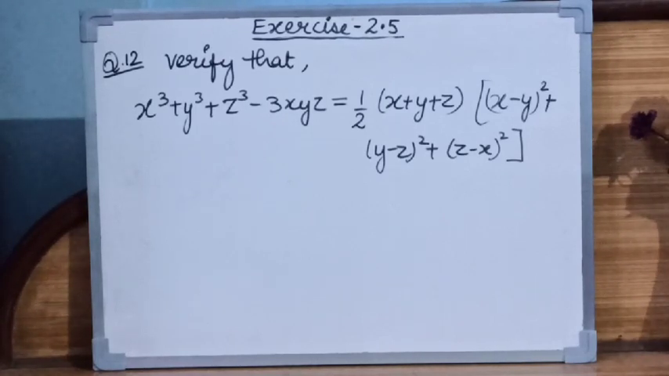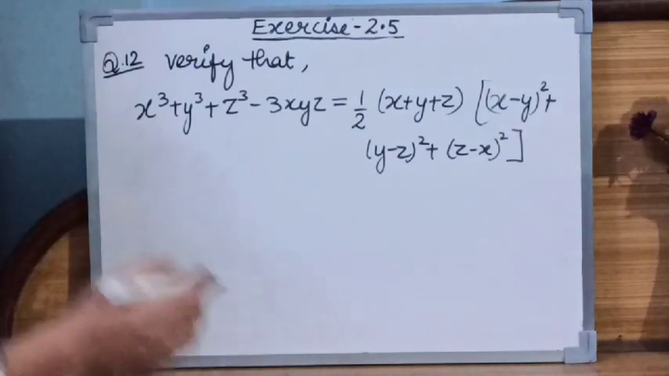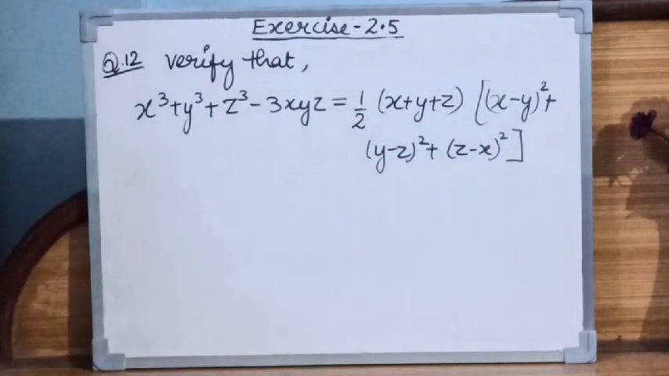Verify that x cube plus y cube plus z cube minus 3xyz is equal to half x plus y plus z in one bracket and then x minus y whole square plus y minus z whole square plus z minus x whole square. So students, as you can see over here that it is a question of verify type. So in this question again we have to prove our left hand side equivalent to the right hand side. So we are going to solve over here our right hand side part, because as you can see the right hand side part comprises many brackets. So we are simply going to solve our brackets over here.